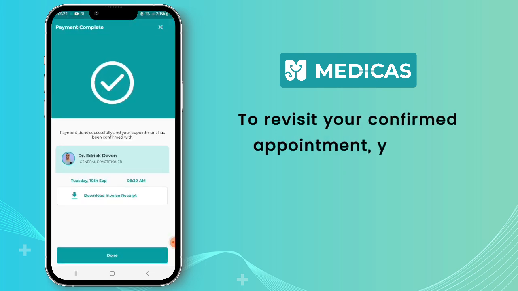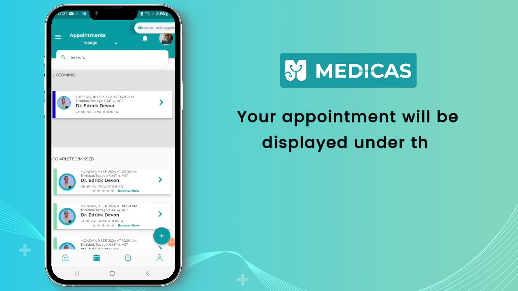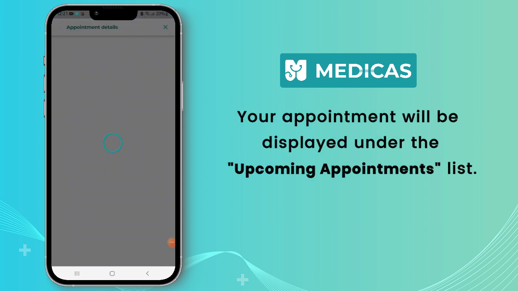To revisit your confirmed appointment, you can tap on the Appointments tab at the bottom of the screen. Your appointment will be displayed under the Upcoming Appointments list.